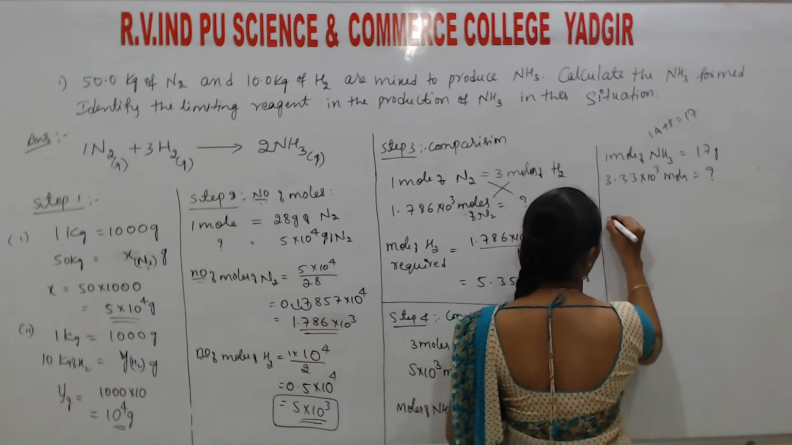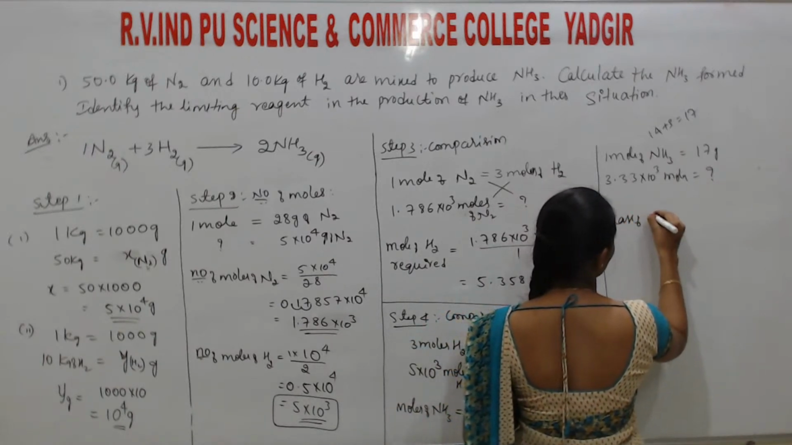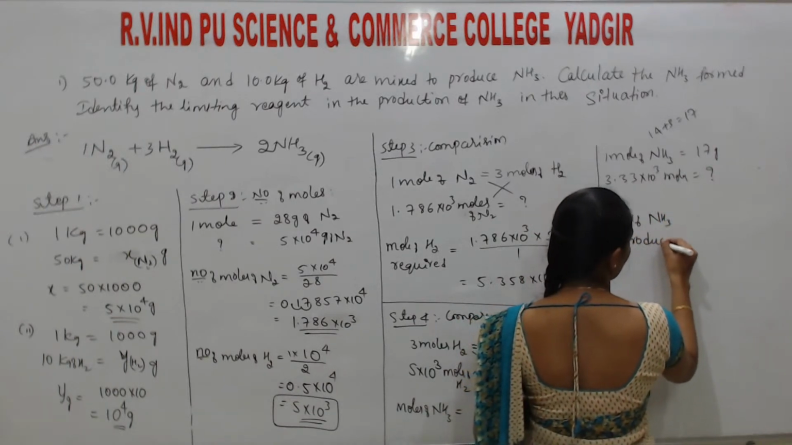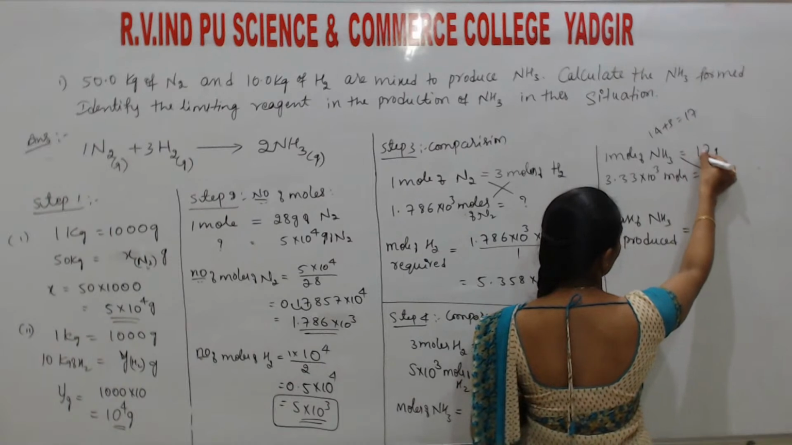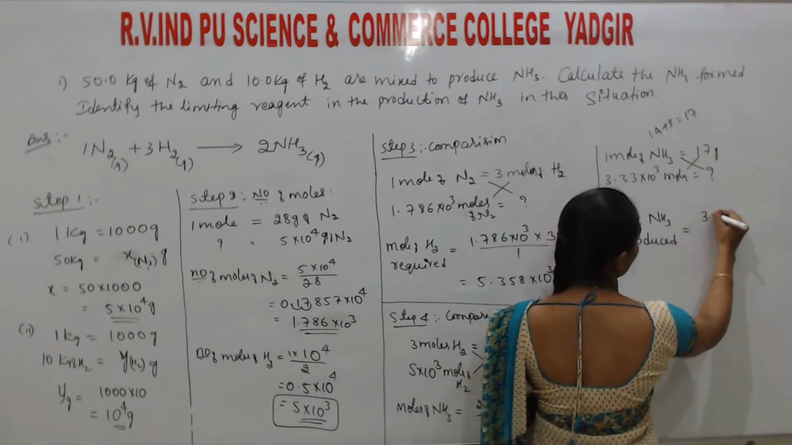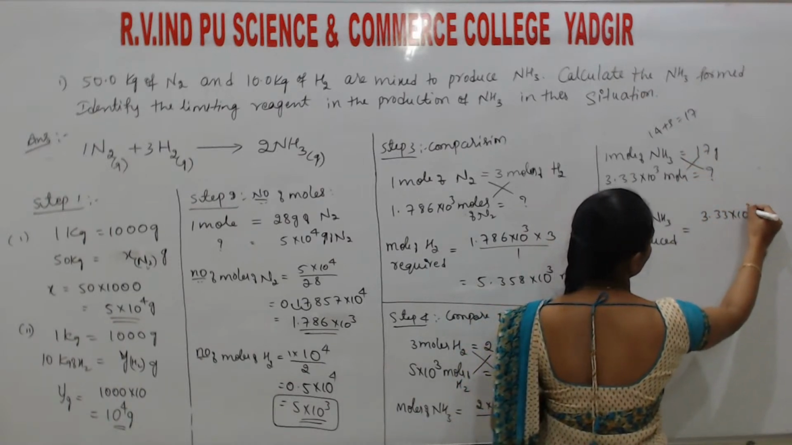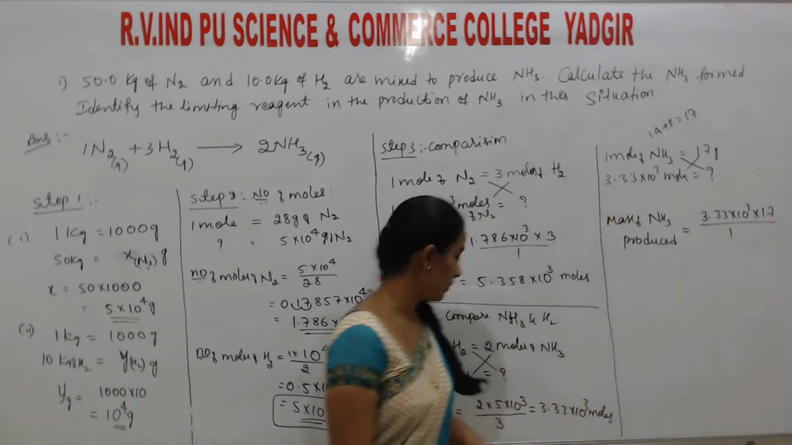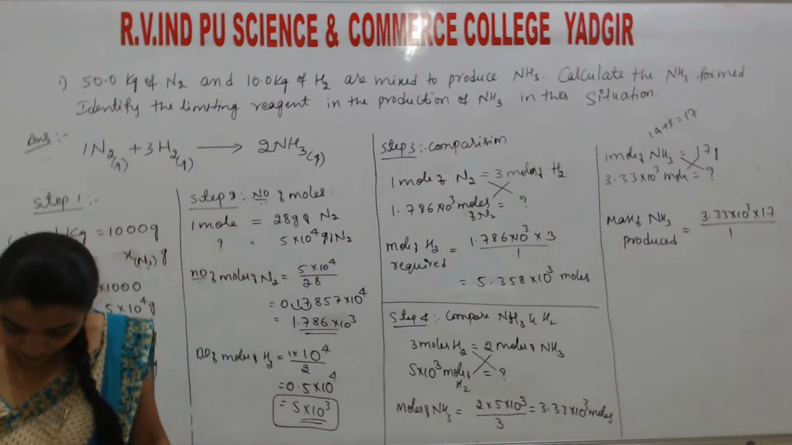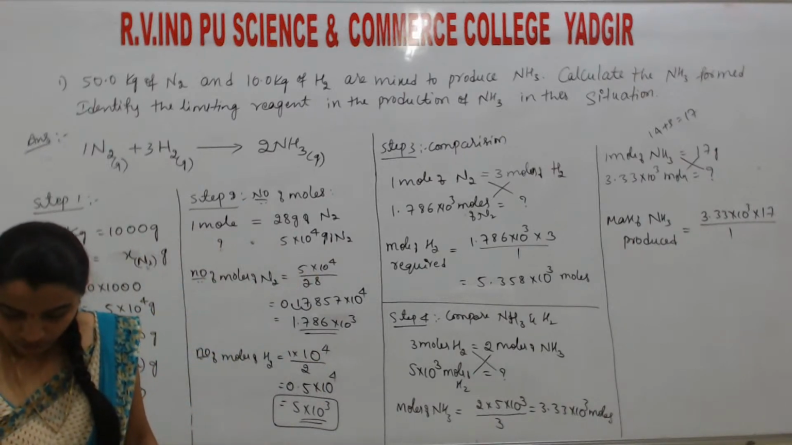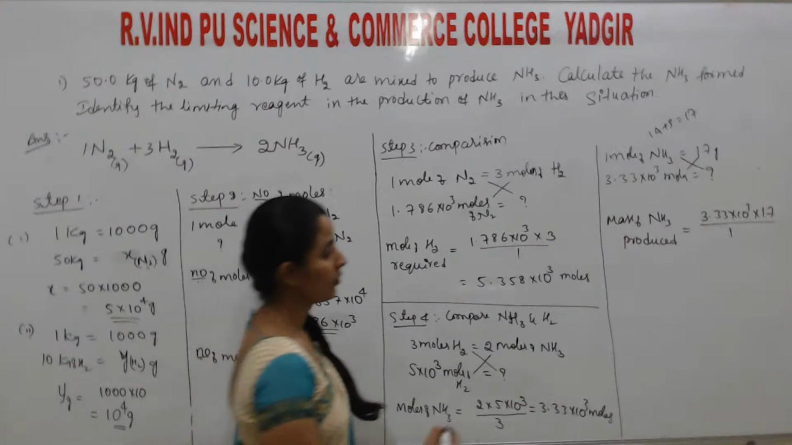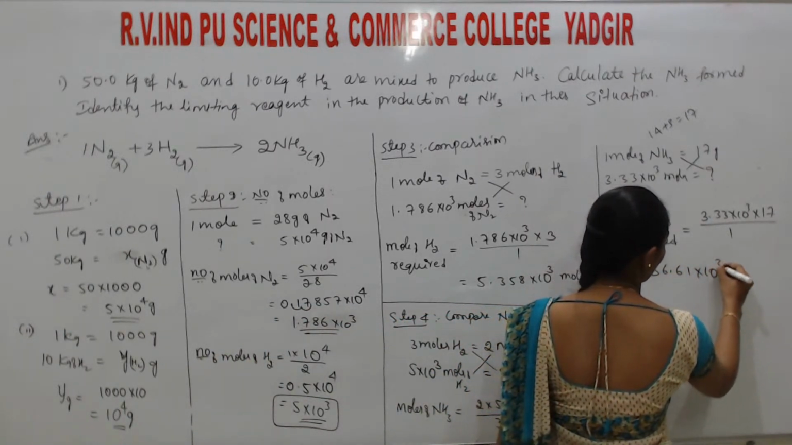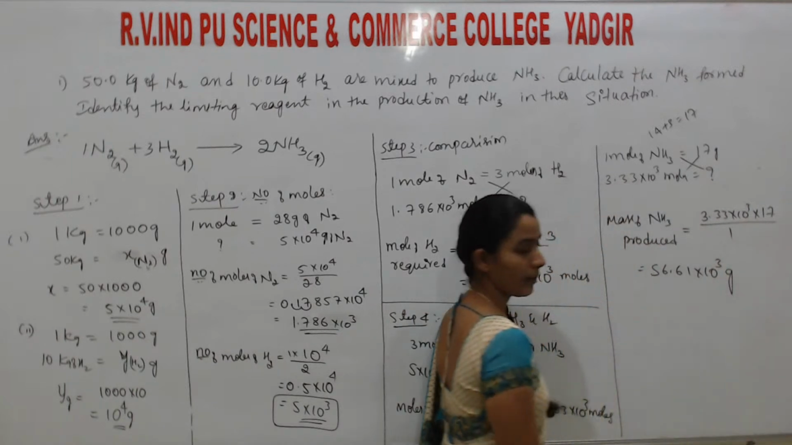Okay, so then the mass of NH3 produced is equal to, if we cross multiply, 3.33 × 10^3 × 17 divided by 1. Okay, so 3.33 × 17, you will get 56.61 × 10^3 gram.